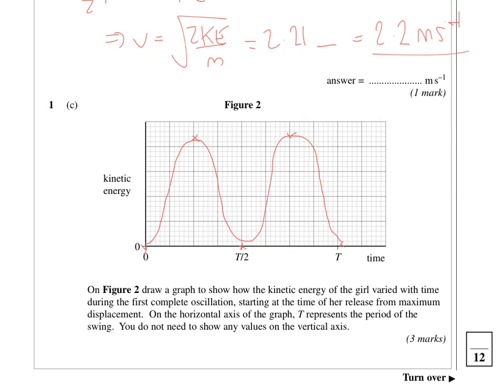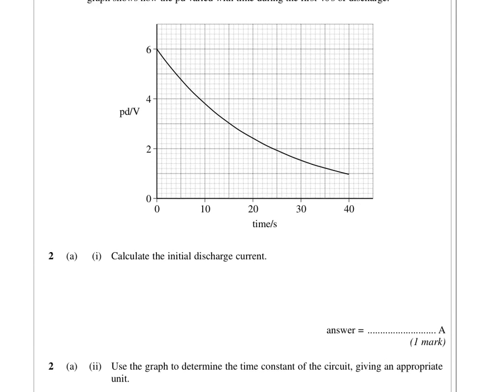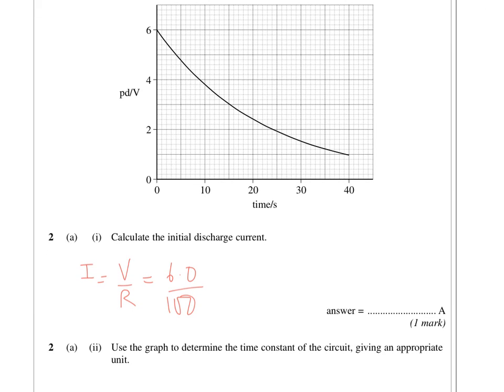Okay, so let's move on to question 2. A capacitor is initially charged to a PD of 6, so we've got V is 6, and it's discharged through a 100 kilo ohm resistor. Calculate the initial discharge current. So hopefully remembering from AS, V over R, so 6 divided by 100, was it 100 ohms or 100 kilo ohms? 100 kilo ohms, so 100 times 10 to the 3. So 6 divided by 100 times 10 to the power of 3 gives you 6.0 times 10 to the minus 5 amps there.